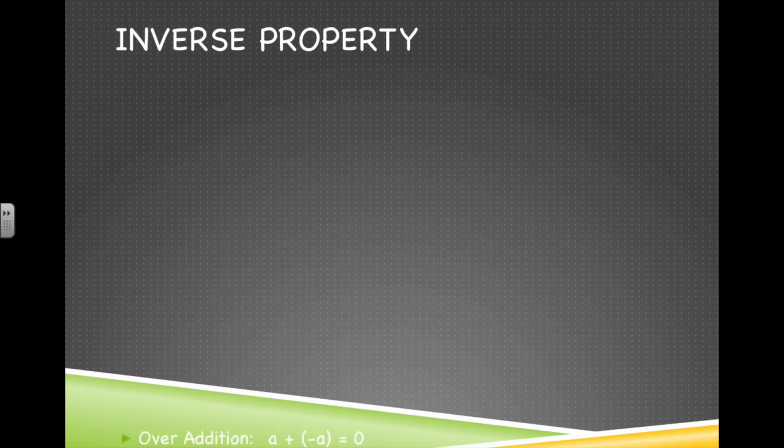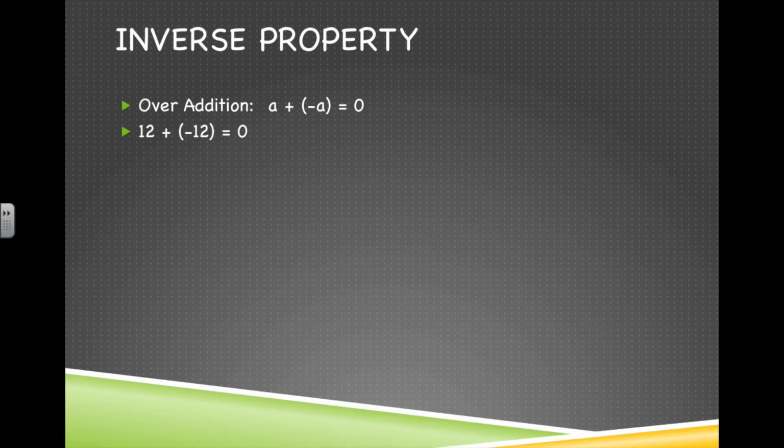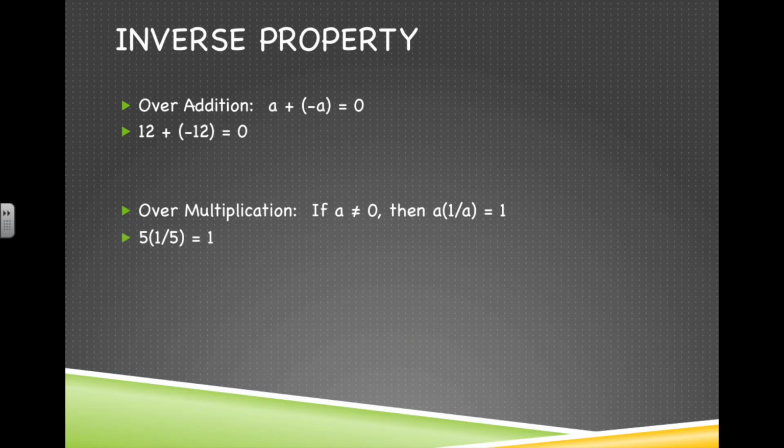Next, we have the inverse property. First, over addition, A plus negative A equals 0. 12 plus its opposite, negative 12, is 0. And then over multiplication, as long as your A is not 0, because we get into division right here and you can't divide by 0, then A times 1 over A is equal to 1. What we see there is the reciprocal. 5 times its reciprocal, 1 over 5, is equal to 1.